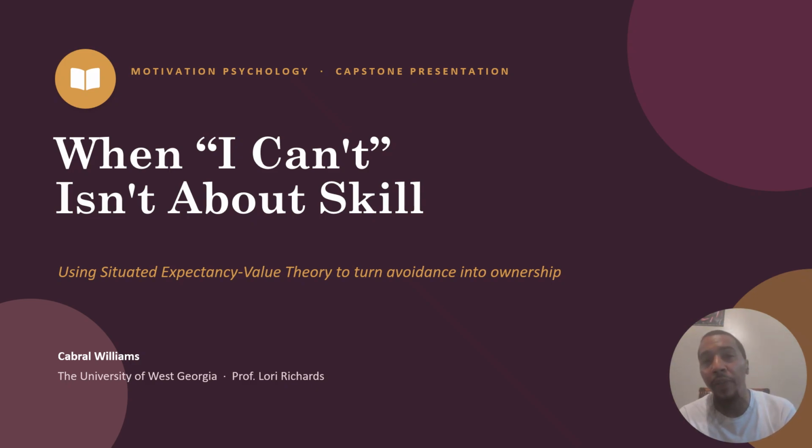For this capstone, I'm taking on the role of a motivation psychologist to share what I learned applying situated expectancy value theory in a real tutoring relationship. My central message is this. When a learner says "I can't," the barrier is very often not about skill at all. It's about what they expect, what they value, and what success might cost them. I'll walk you through the theory, the case of a kindergarten reader I'll call Jada, the specific things I did, and the strategies you can carry into your own work with anyone who's started to give up on themselves.